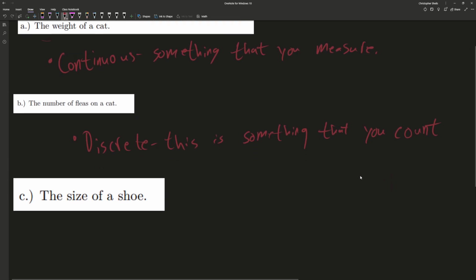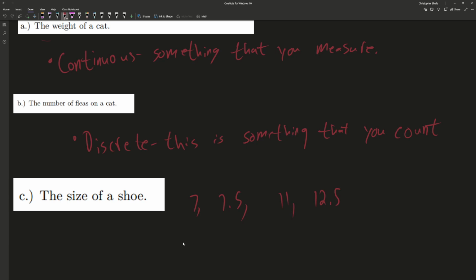The size of a shoe. Now, when we think about the size of maybe a foot, the size of a foot might be continuous. But shoes only come in certain sizes, right? Shoes only come in sizes like 7, 7.5, 11, 12.5. Sometimes you have wide variations, or sometimes maybe even more narrow variations within here. But shoes come in particular sizes.